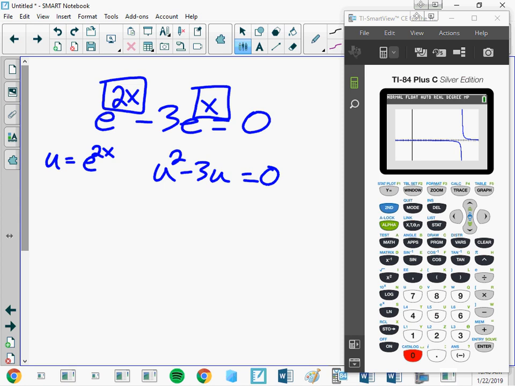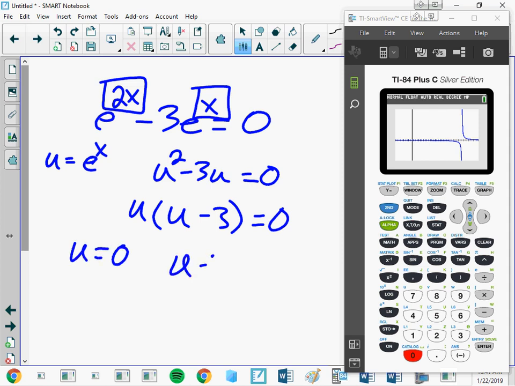Pull out a u. Oh, thank you. Sorry. Yep, u equals e to the x. Okay, so u times u minus 3 equals 0. So u equals 0, and u minus 3 equals 0, which is u equals 3. Wow. How did that happen?